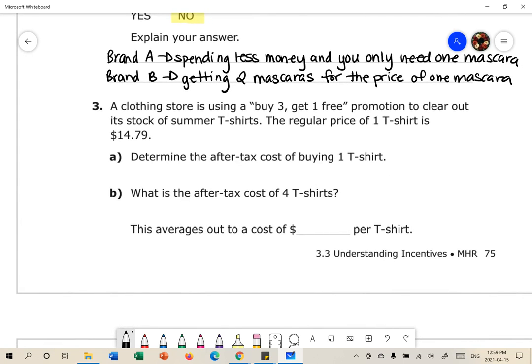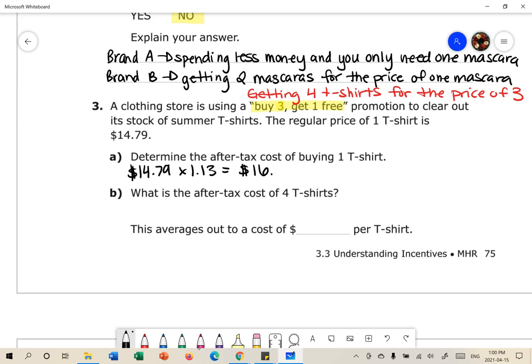Question 3. A clothing store is using a buy 3, get 1 free promotion to clear stock of summer t-shirts. So you're paying for 3 t-shirts, but you're getting 4. The 4th one will be free. The regular price of one t-shirt is $14.79. So the after-tax cost, I would take my $14.79 and multiply it by 1.13. So after tax, one t-shirt at regular cost is $16.71.